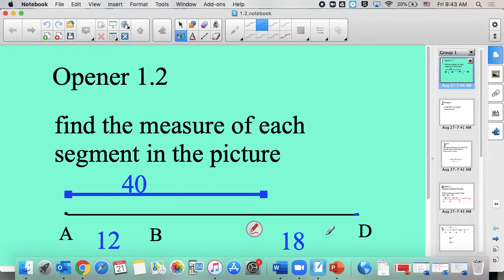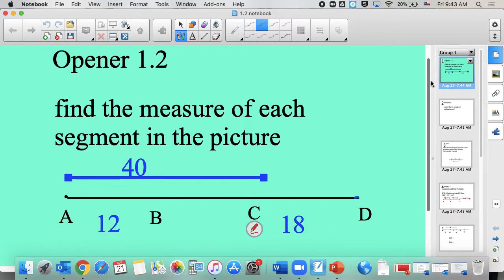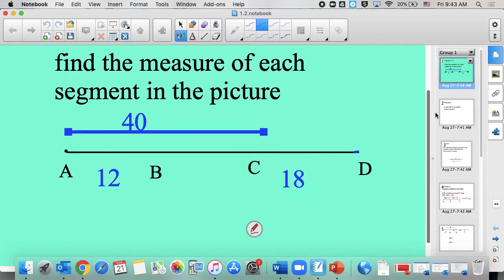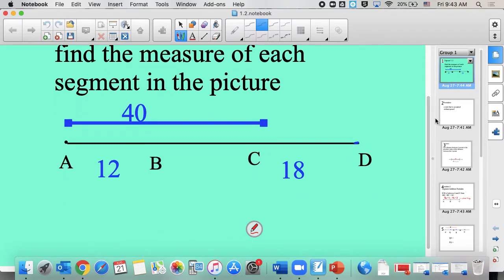Here's our video for 1.2. Continuing on some of the basic things we need to have here in geometry. Your very first couple postulates are going to be part of this section. As we go over them, we'll talk about what a postulate is and how things work. But the idea in your opener for 1.2 is to find the measure of each segment in the picture.